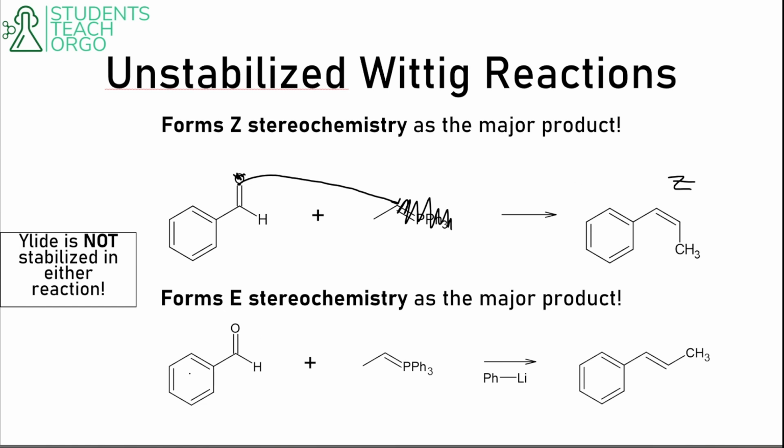And down here, once again, you could do the same thing. Except we form the E stereochemistry. Just because we use this base to stabilize it, we can form the E stereochemistry here. So this is going to be E. And all you do is, once again, eliminate this and then connect this to here.